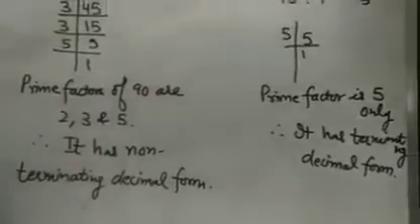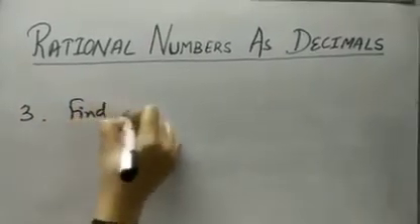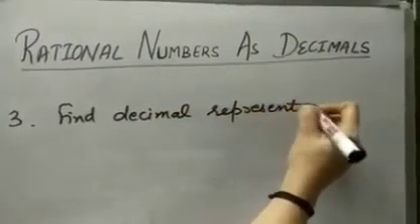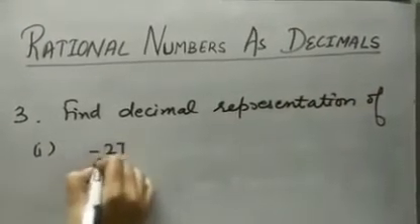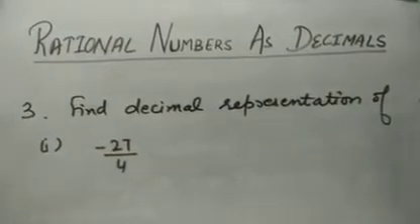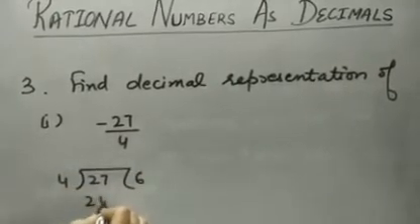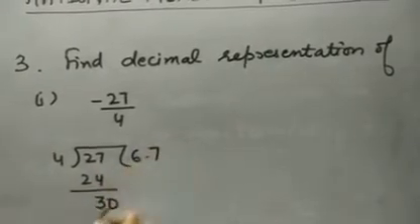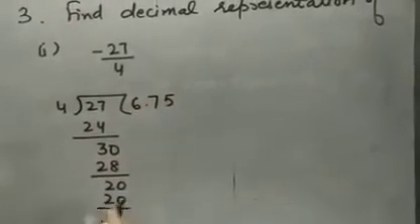Moving to the next question. Find the decimal representation of given rational numbers. First example I am taking, minus 27 by 4. This can be done in two ways. Either divide: 4 6s are 24. Now 3 is not divisible. Start with decimal. 4 7s are 28. 4 5s are 20. Now the remainder has become 0.